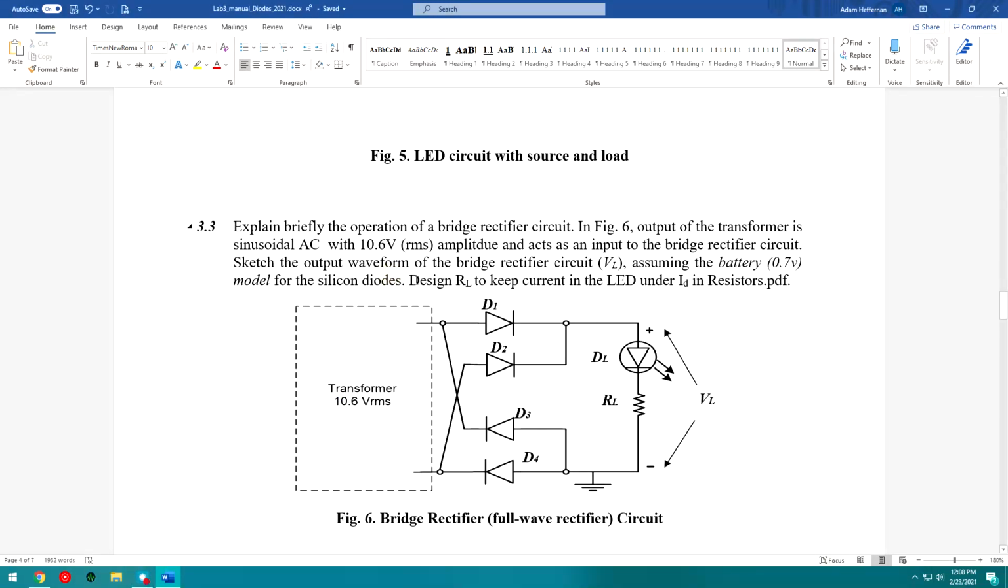Next, I want you to keep the current in the load for the bridge rectifier around the same amount. Here we're going to use 10.6 volts RMS. We're going to subtract 2 diode drops from that, because there are always 2 diodes that are on. We're also going to subtract the current across the diode times the diode's resistance, as well as the current across the load. And that will make up our loop analysis for this particular circuit.